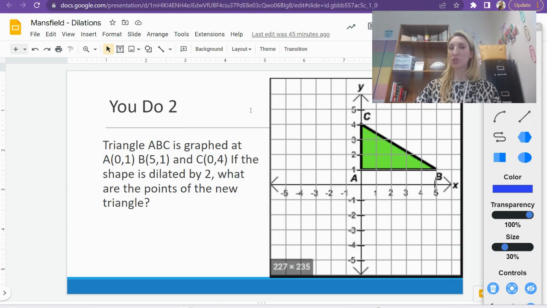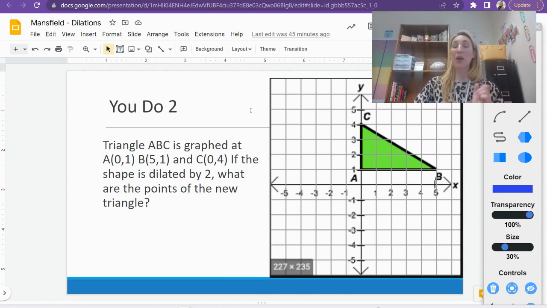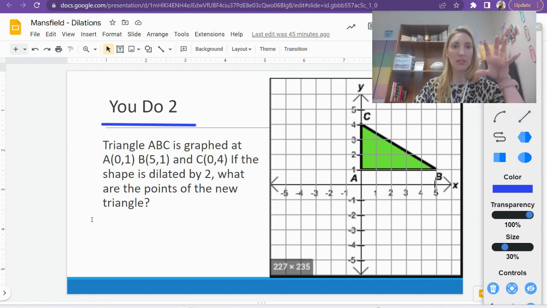This is a you do. You do number 2. This is the second problem I want you to answer on your own because it's exactly like the one we just did. It's exactly like this one over here. Okay, but I would like you to try it on your own. So on your paper, go ahead and please write you do 2. And then only write the points. Remember, I don't need you to write this whole entire paragraph.